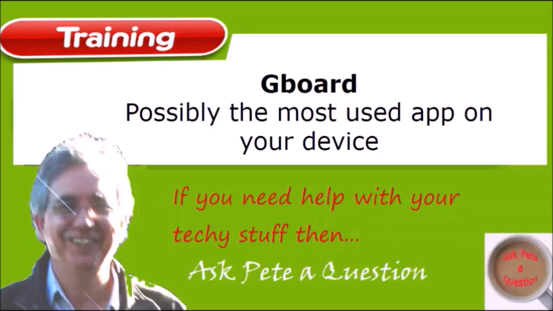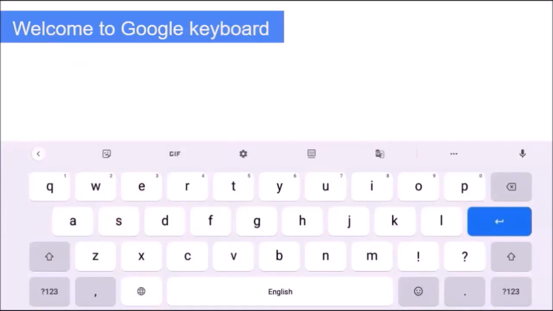Today what I want to do is have a quick look at Google Keyboard, or Gboard as it's now known. Gboard is the default keyboard on most Android devices. If it's not, you can always download it from the Play Store and install it and make sure it's working. So the first thing I'm going to do is have a quick look at the Google Keyboard, and there it is in all its glory.